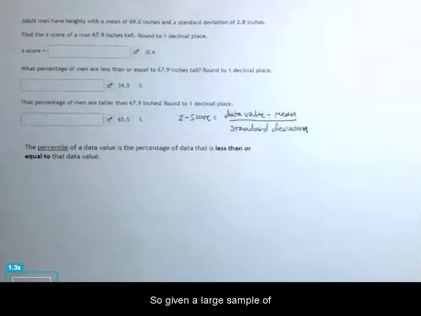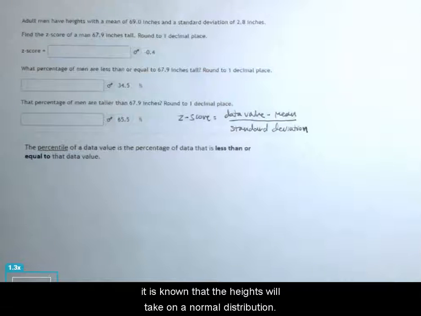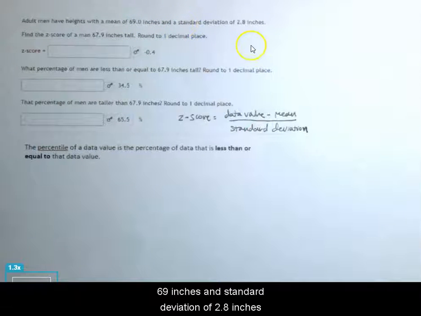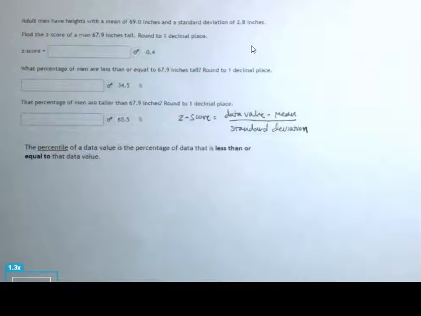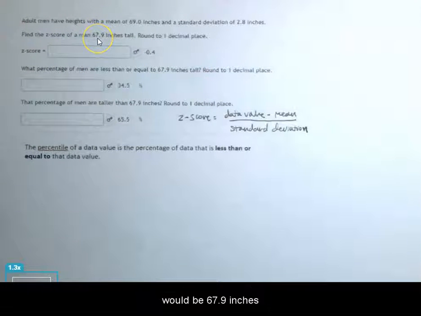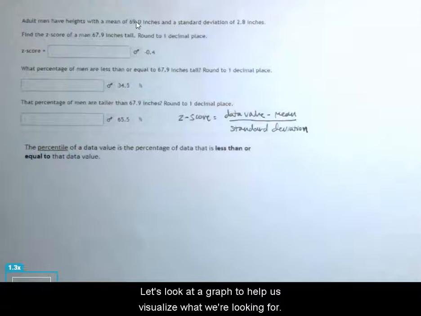So given a large sample of adult men where we measure their heights, it is known that the heights will take on a normal distribution with an approximate mean of 69 inches and standard deviation of 2.8 inches. Knowing this, we want to find the z-score of a man that would be 67.9 inches tall, so a little bit less than the mean.